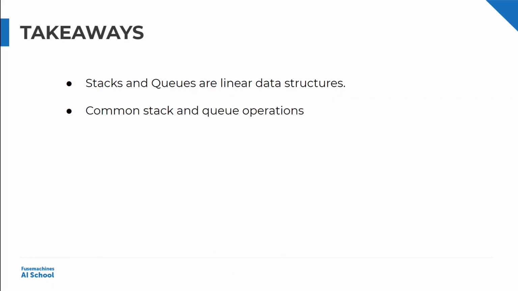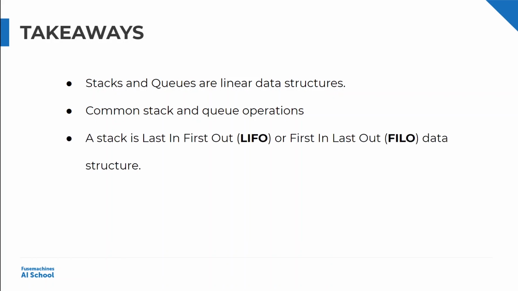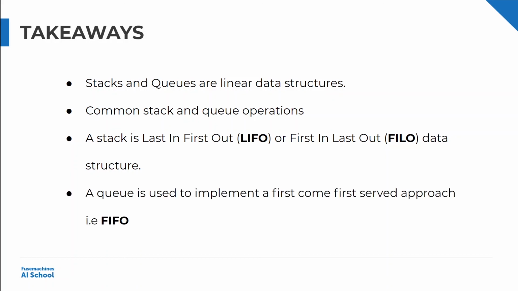In this chapter, we looked at stacks and queues, which are both linear data structures. Then we discussed some commonly used stack and queue operations. These data structures are pretty similar to each other. The main difference was in how the elements are removed from each of them. In a stack, the last element inserted is the first one to be deleted. So a stack is a last in, first out, or first in, last out data structure. Whereas a queue is used to implement a first come, first served approach, so it is a FIFO data structure.